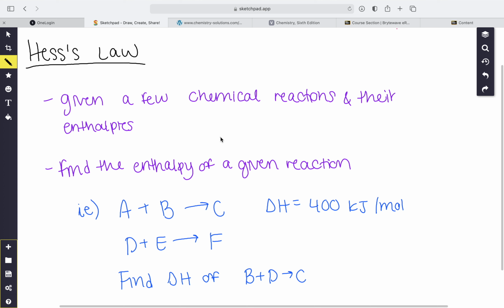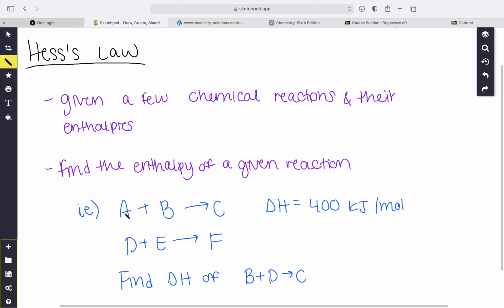That's why. Okay, so Hess's law. What Hess's law basically is, and the problems that we're going to be seeing are problems where we're given a few chemical reactions and their enthalpies, and we have to find the enthalpy of a given reaction using the reactions that we were also given in the equation, right? So I have an example down here of what that looks like in simple terms.